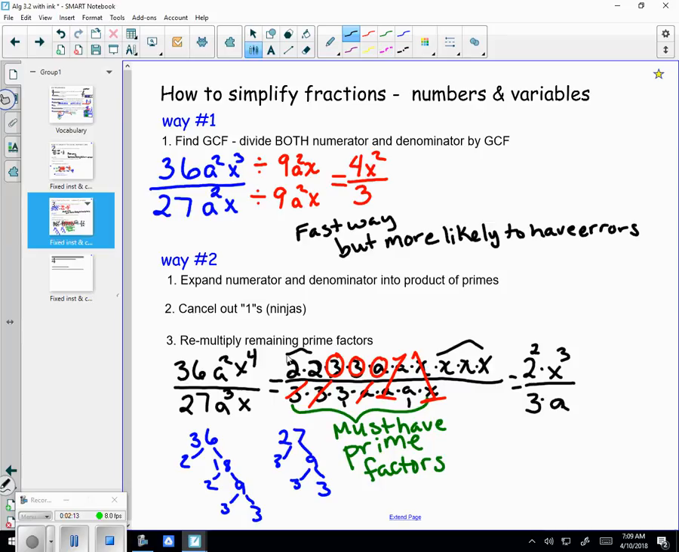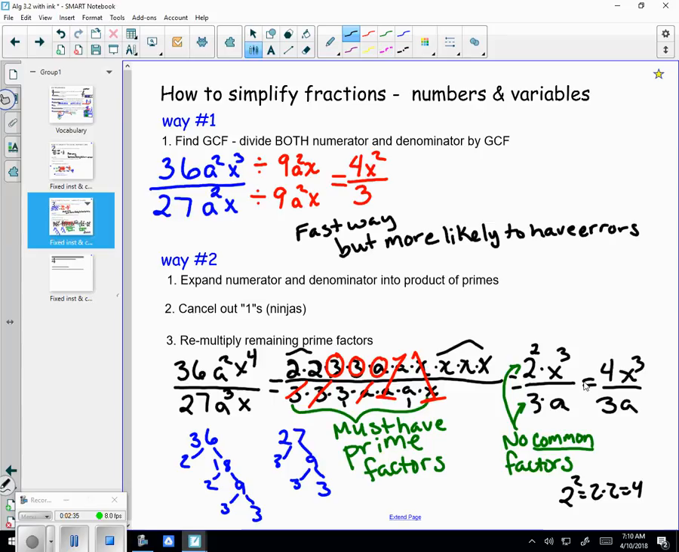This shows if the top and bottom are different, or there's no common factors between the numerator, top, and denominator, then I have simplified it completely. And I can simply do the math. 2 squared is 2 times 2, which is 4, x cubed over 3a.